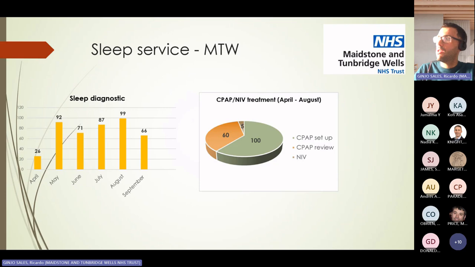Some information about our activity so far in the last 6 months. In terms of sleep diagnosis, we have already performed over 400 sleep studies. We are expecting, according to the business case, around 500. As you can see, we are performing quite well and coping with the demand, not just performing the tests but also reporting them. In 1-2 weeks, the results are available to be reviewed by the consultant. In terms of treatment, between April and August, we have already set up patients on CPAP, have done 60 reviews, and have 5 patients on NIV.